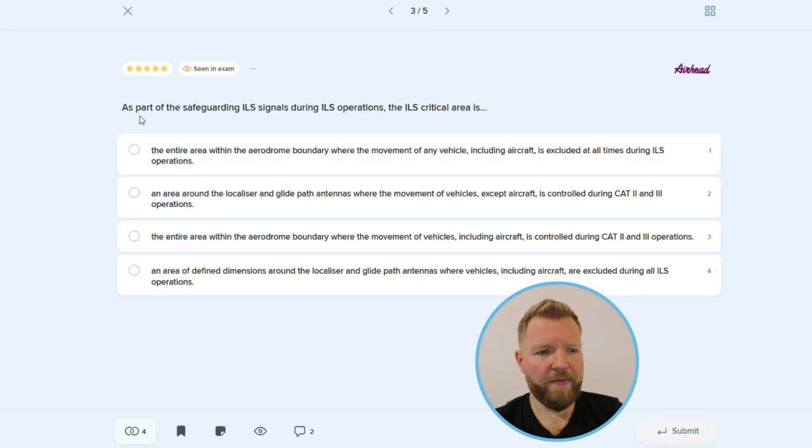Now, going to question number 3. As part of the safeguarding ILS signals during ILS operations, the ILS critical area is, and we have 4 possible options.